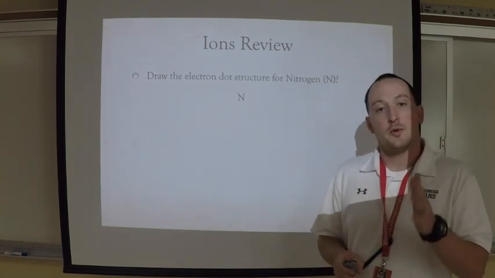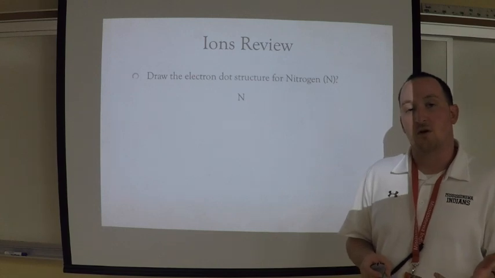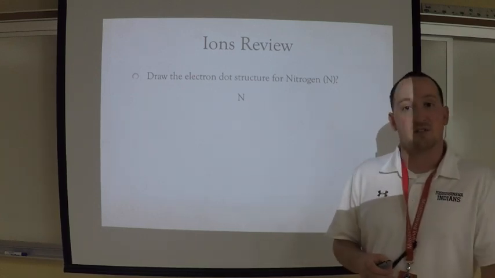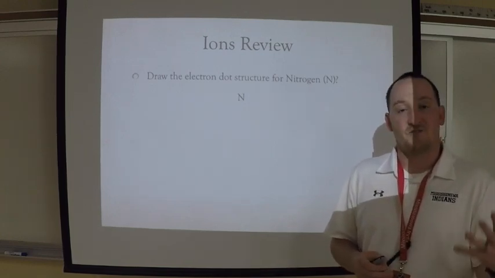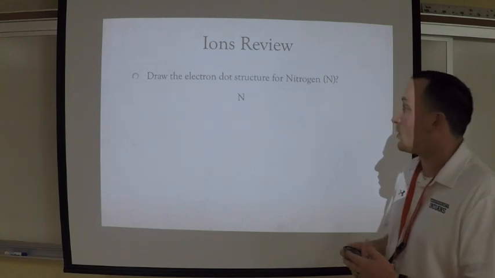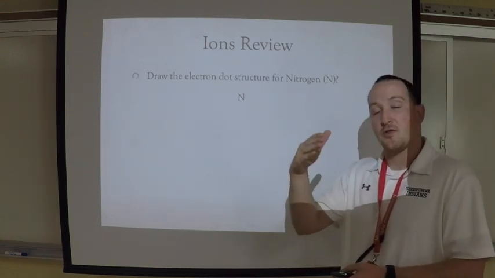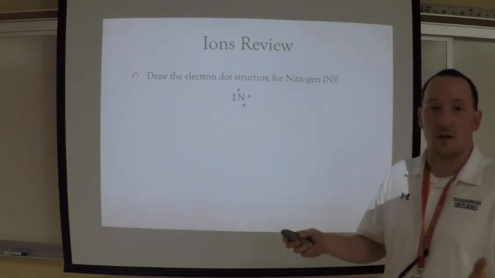The group number that they are in tells you the number of valence electrons it has. So if you find nitrogen, it's in column 5A. What that means is it has 5 valence electrons. So all that I'm going to do is take dots and put them around the nitrogen until I get 5 dots. So it should look something like this.